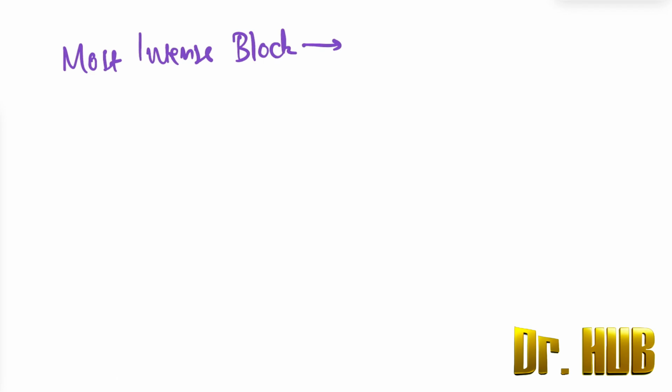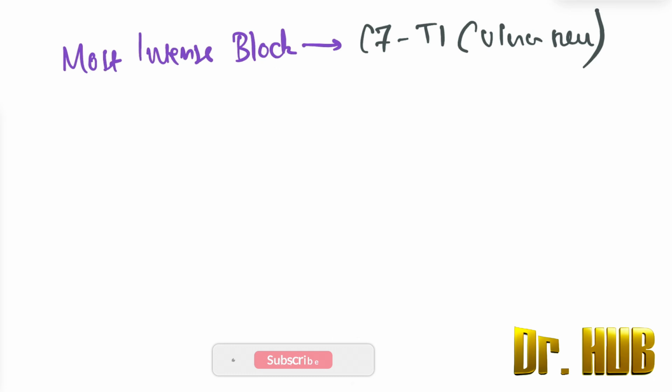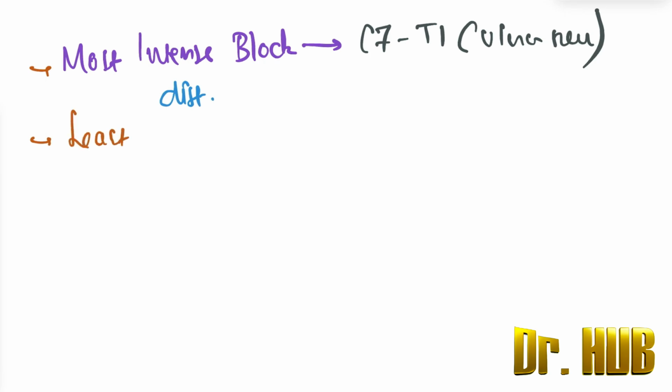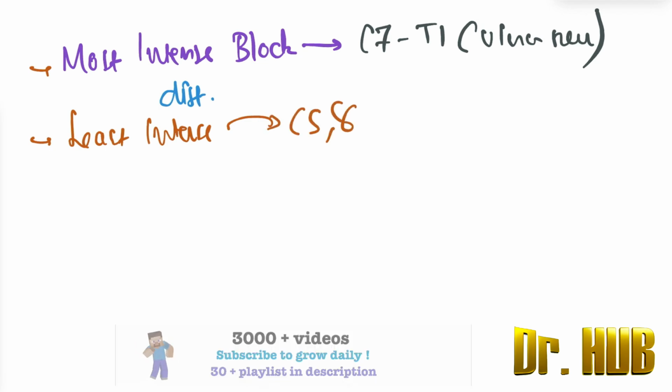This includes the most intense block, which occurs in the C7 as well as the T1, and this includes the ulnar nerve distribution. Next is the least intense, which is in the C5 as well as the C6 dermatome.